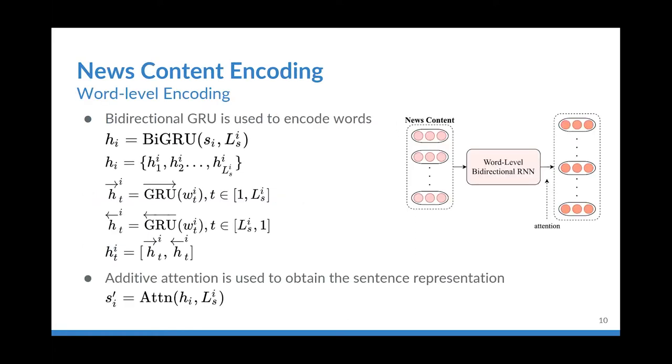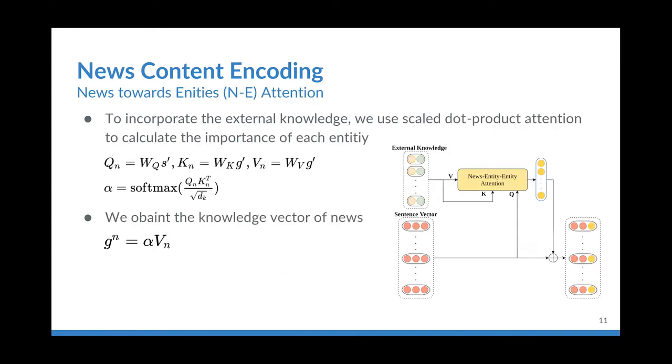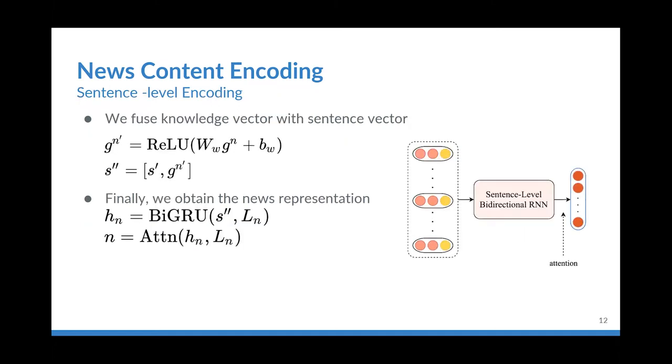In the word level of news content encoding, we use bidirectional GRU to encode words and additive attention to obtain the sentence representation. We design a news-towards-entity attention and use scaled dot product attention to learn the relevance of the external knowledge with the news. Then we fuse the external knowledge vector with our sentence vector and run it through another bidirectional GRU and additive attention to update the news content representation with external knowledge.